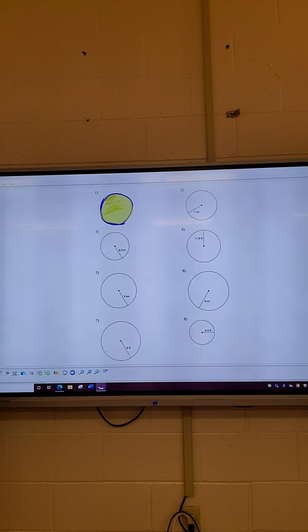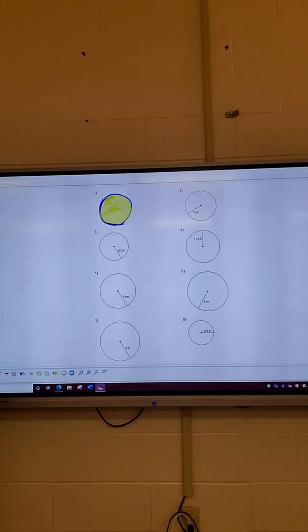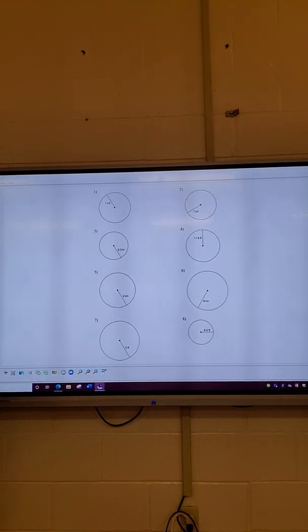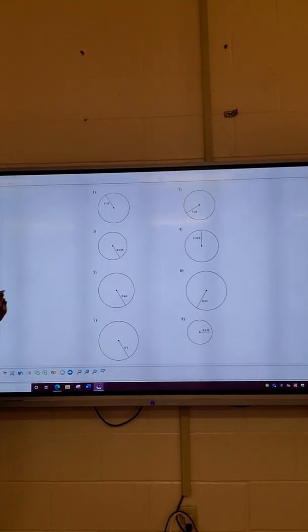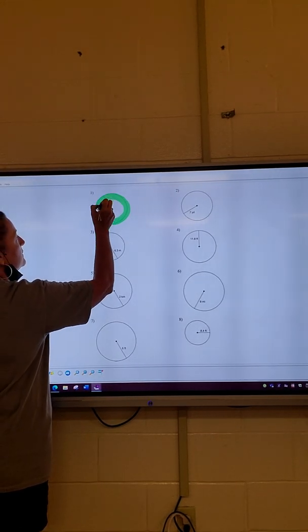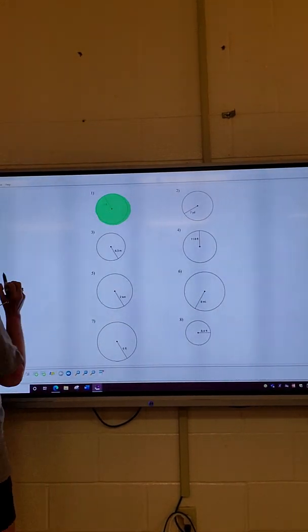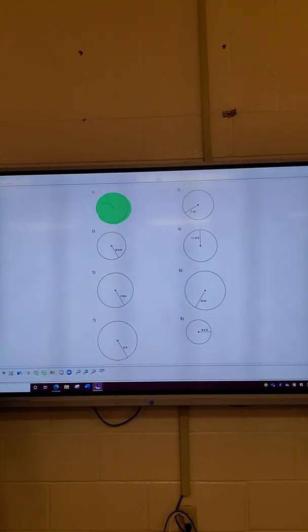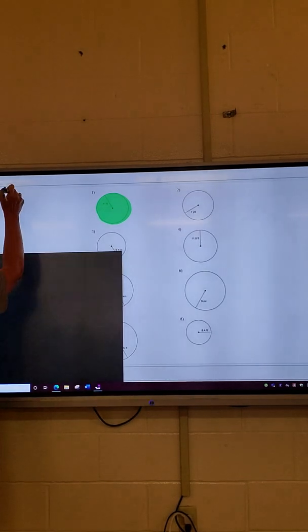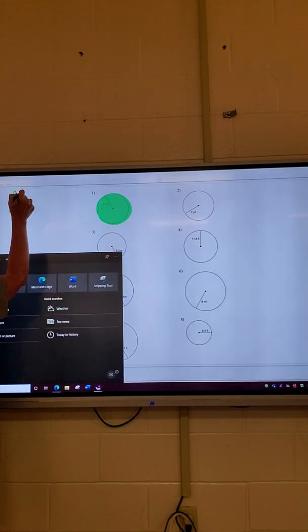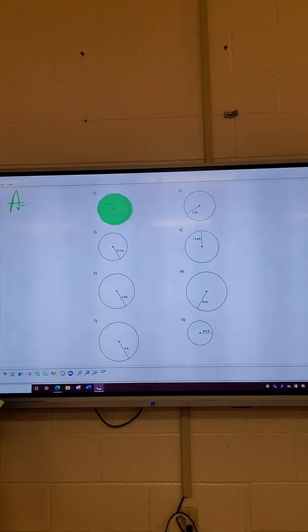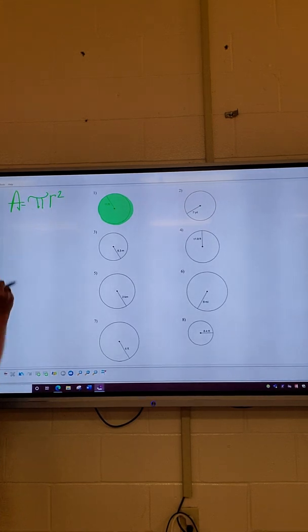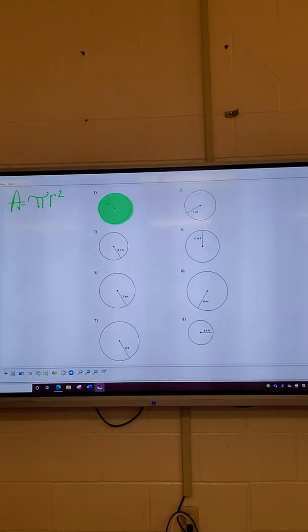So, the formula for finding circumference, let me do this again in a minute. I'm going to highlight this green on the inside so that I can write it green. So, area. The area of a circle is pi r squared. And we're going to do pi r squared on the front.